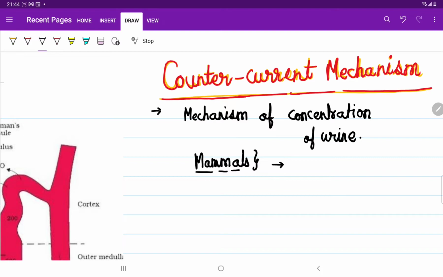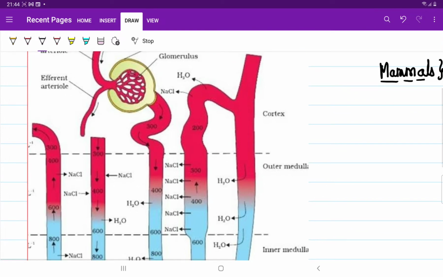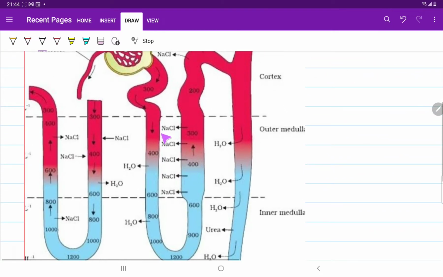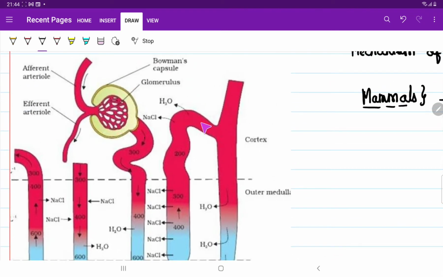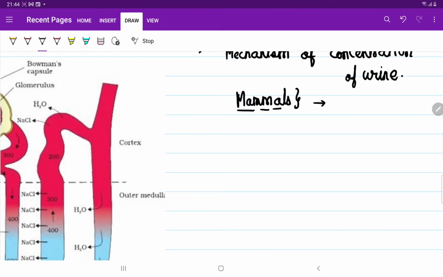We have nephrons, and nephrons have different parts. You all know that a nephron has a glomerulus, and then we have Bowman's capsule, and this is the proximal convoluted tubule, and then this is the descending loop of Henle, then the ascending loop of Henle, then the distal convoluted tubule, and then the collecting duct is present, right? So mammals have a functional loop of Henle.